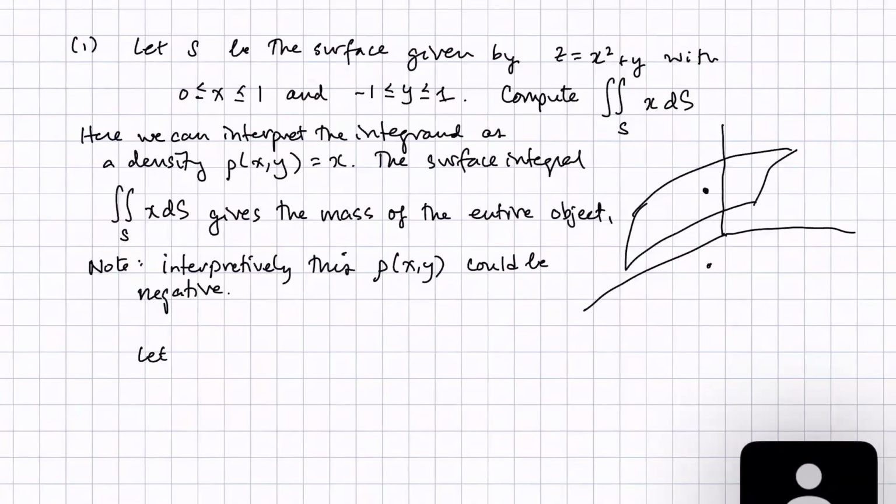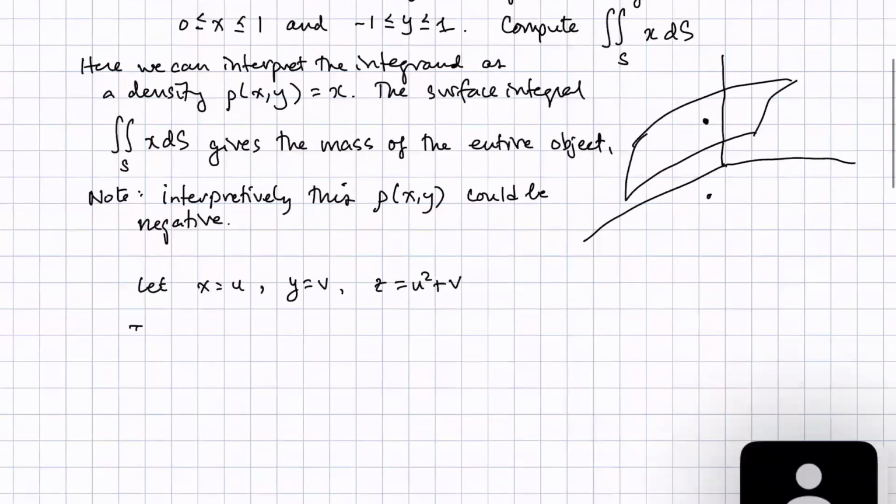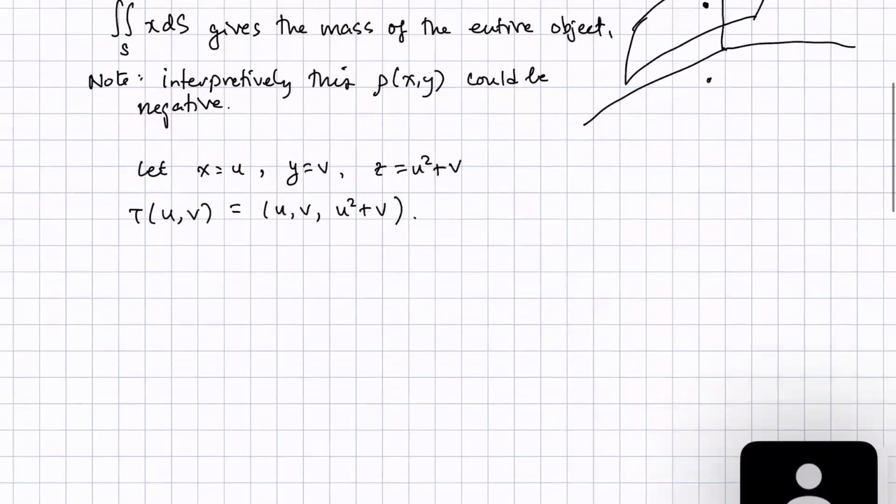So here we have a rectangular base, or a rectangular set of parameters. So let's just let x equal u, y equal v, and then z equals u squared plus v. So my T of u, v is equal to (u, v, u squared plus v). And now I want to compute T_u cross T_v. Well, let's compute T_u first. I get (1, 0, 2u), and my T_v is (0, 1, 1).